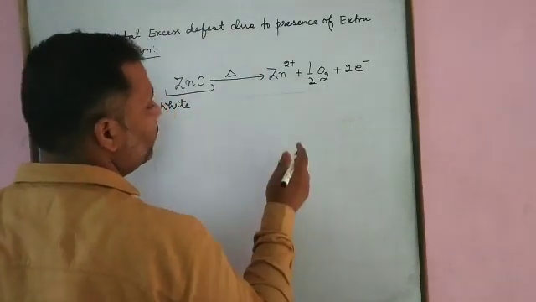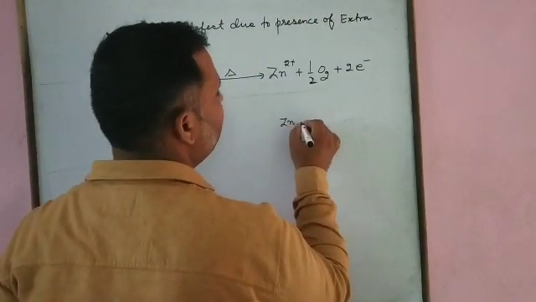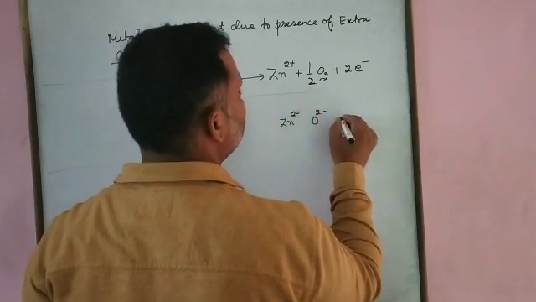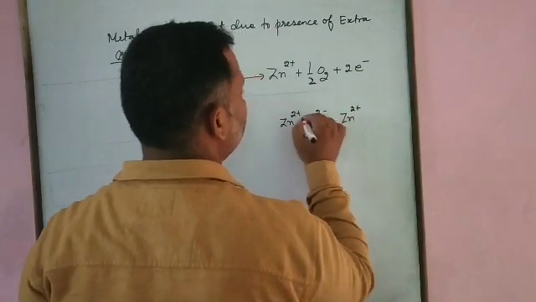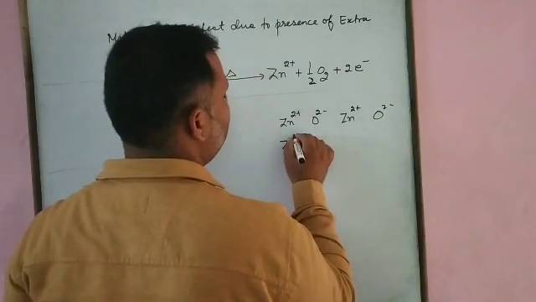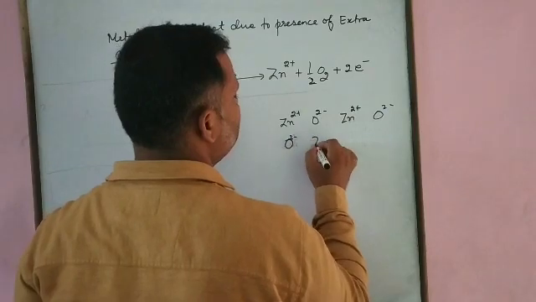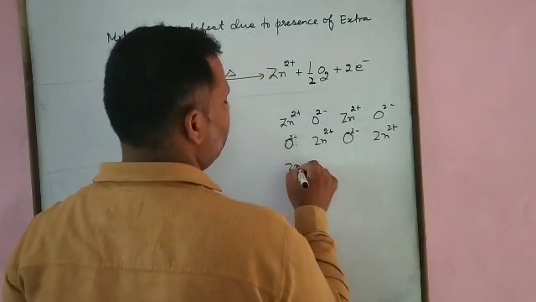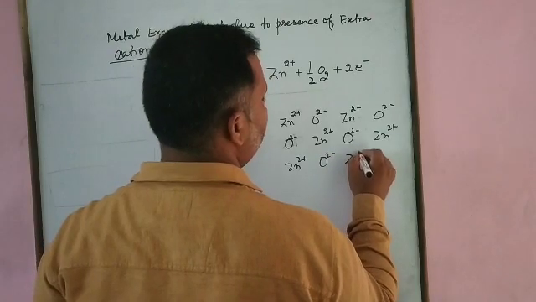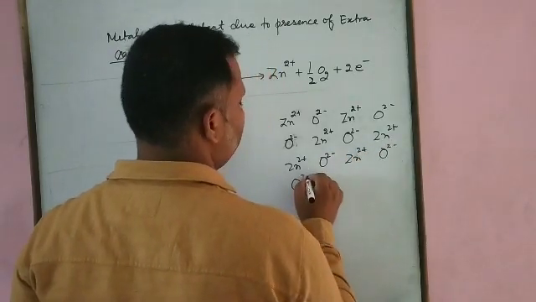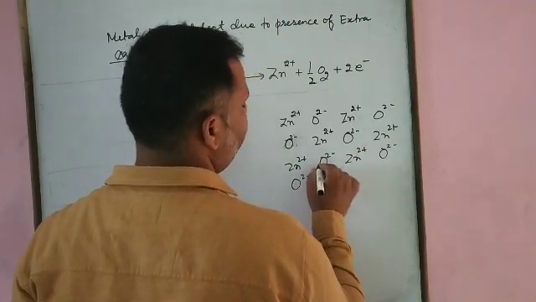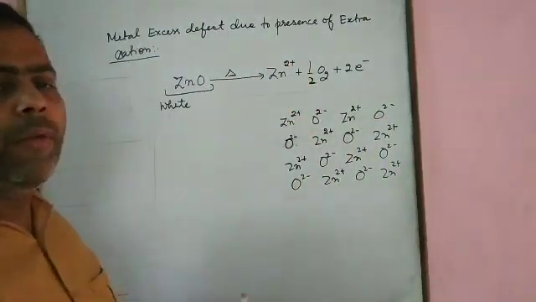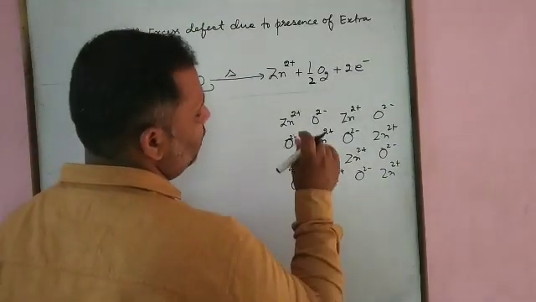But due to this defect, if we have the crystal of Zn2+ O2- Zn2+ O2- Zn2+ O2- Zn2+ O2- Zn2+ O2- Zn2+, this is the crystal. But when the crystal is heated, then a certain molecule, that is zinc oxide, is affected.